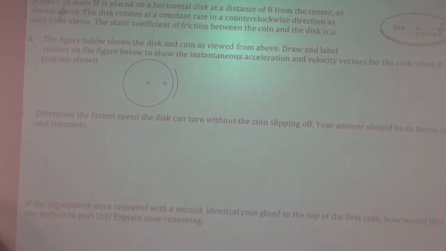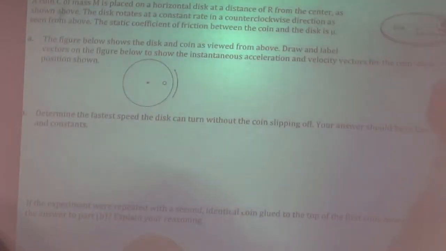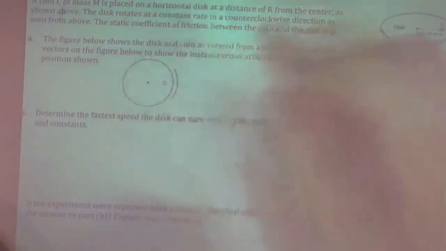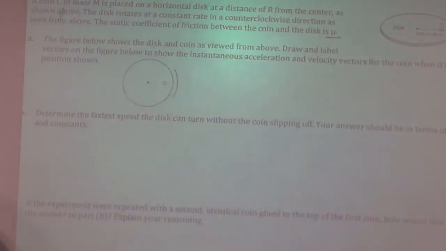All right, we have a coin of mass M placed on a horizontal disc, and the disc is rotating at a constant rate in the counterclockwise direction, and the static coefficient between the coin and the disc is mu. First it just asks me to label and draw the vectors for the acceleration and the velocity.